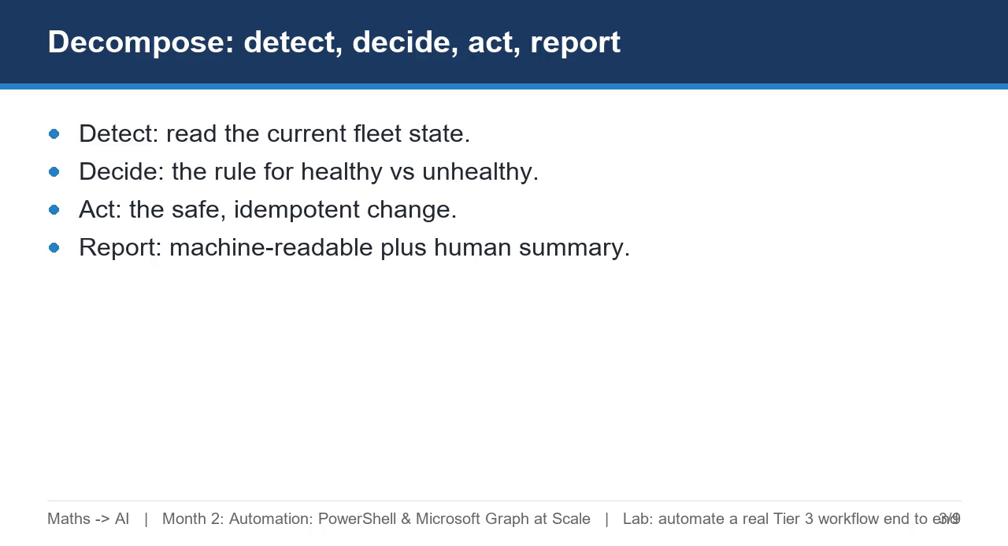The right first move with any end-to-end workflow is to decompose it into clear stages: detect, decide, act, and report. Detect is read-only, gathering the current state. Decide is just the predicate that separates healthy from unhealthy. Act is the change, made safe. And report tells two audiences what happened. Build and test each stage on its own before wiring them together. This decomposition is itself the senior skill, because it lets you reason about failure at each step.